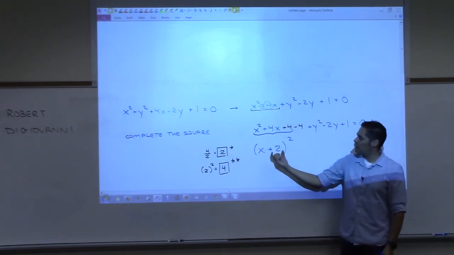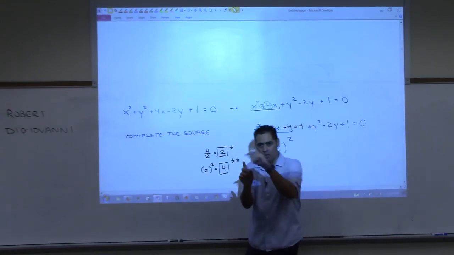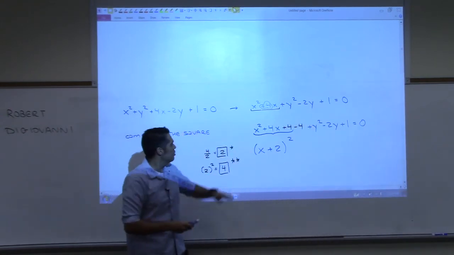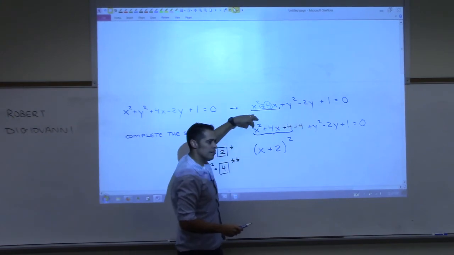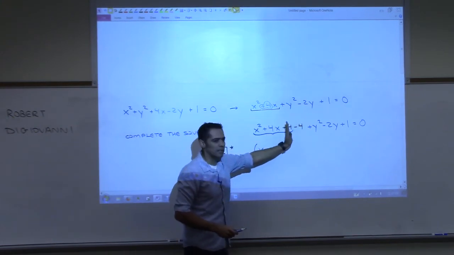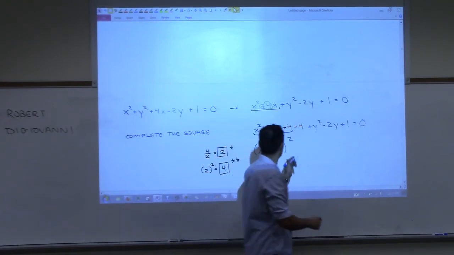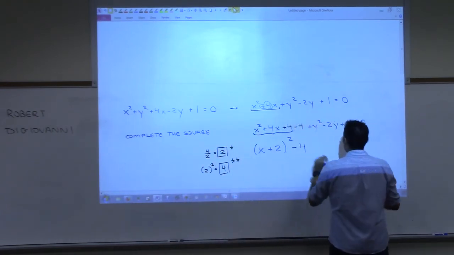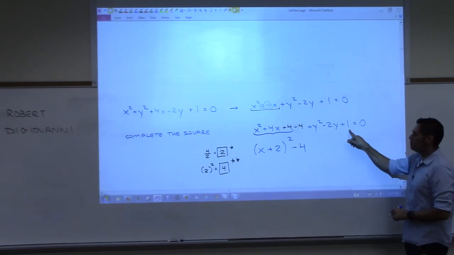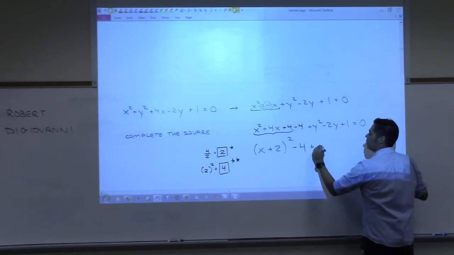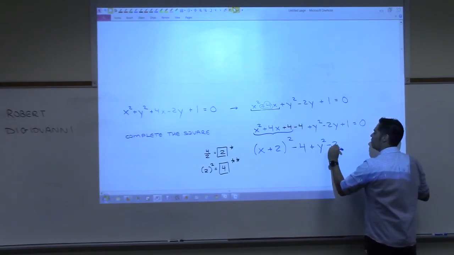So you can check for yourself. If you take x plus 2 times x plus 2 and FOIL that all out, you would get back those 3 pieces. Understand? But what do you still have here? You still have that minus 4, don't you? And then you still have that one down there, right? Hold on. I still have to complete the square here, though.